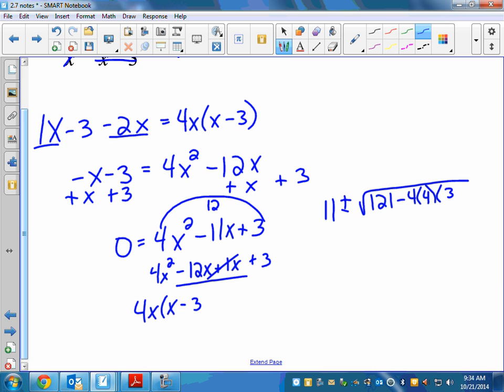The lesson here is quadratic formula always works. Factoring doesn't always work. That's why other countries do quadratic formula all the time, and they don't worry about factoring so much.